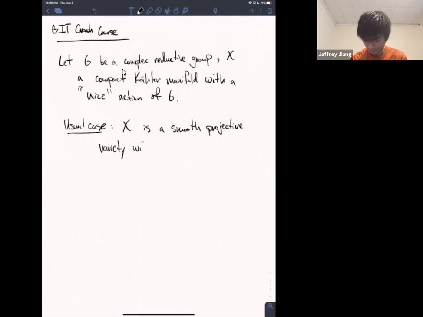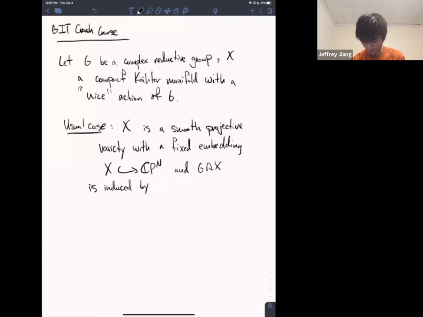With a fixed embedding into some projective space, and the group action of G on X is induced by a homomorphism from G to GL(n+1, C).